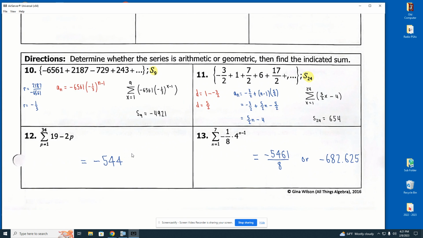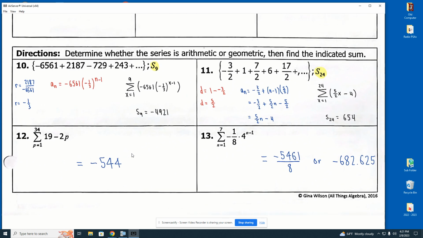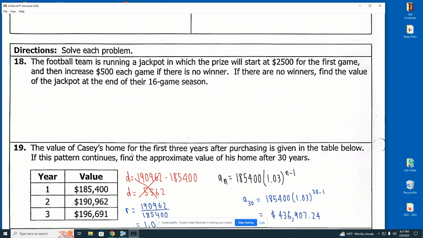So there you have those two. Again, that was stuff that we had done in the past. So that wasn't even new. So nothing we've done up to this point was new. Here's the new stuff. I'm going to go on down.